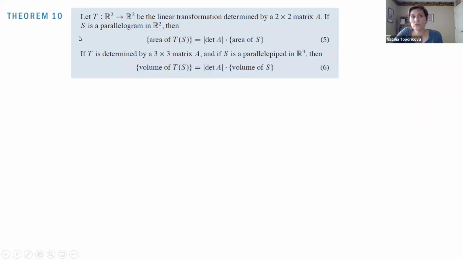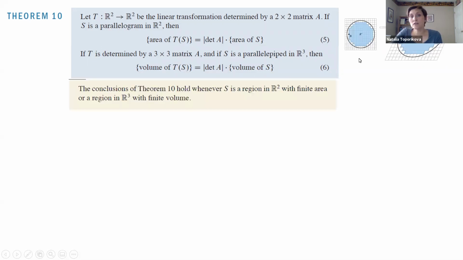And we can also extend this result into 3D, when we have a parallelepiped formed by three vectors. Again, we're applying a linear transformation to this parallelepiped. In this case, the volume of the image under the transformation will be the determinant of the matrix of the transformation times the original volume of our parallelepiped.